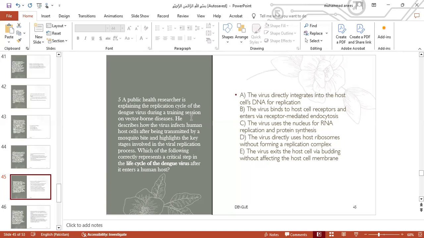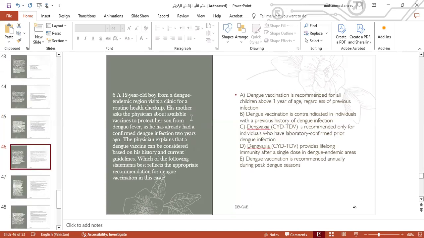So the correct answer is B. 6. A 12-year-old boy from a dengue endemic region visits a clinic for a routine health checkup. His mother asks the physician about available vaccines to prevent her son from getting dengue fever, as he has already had a confirmed diagnosis of dengue infection 2 years ago.